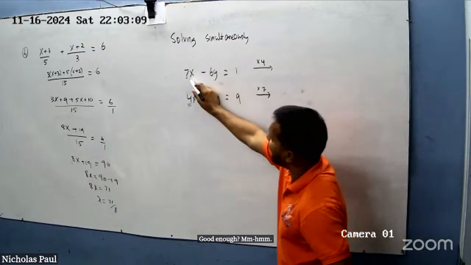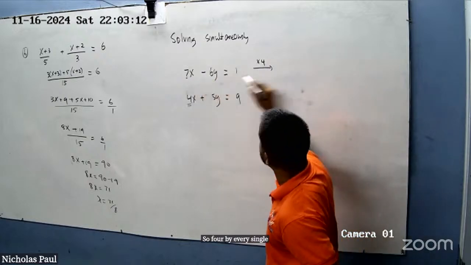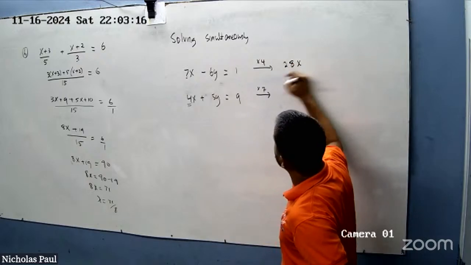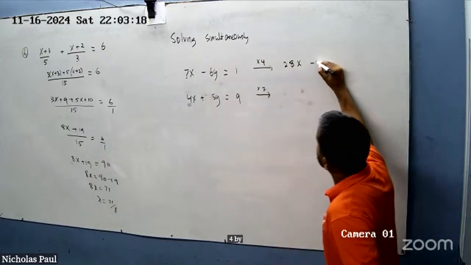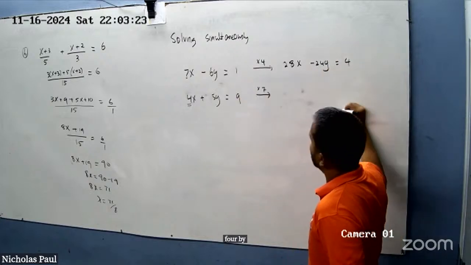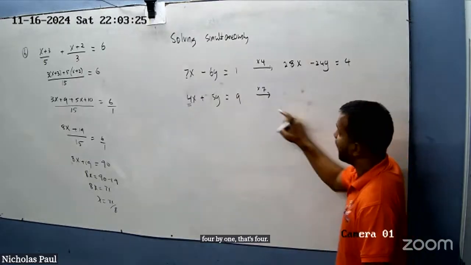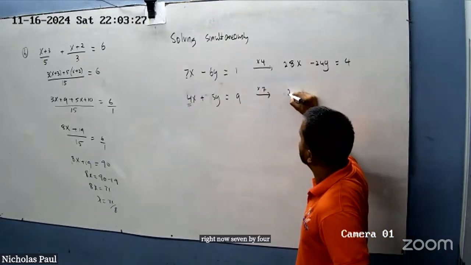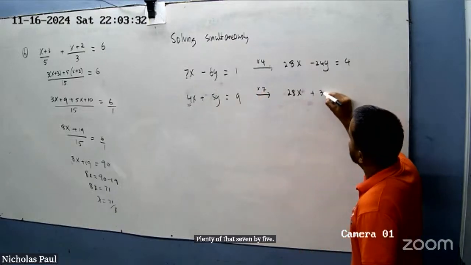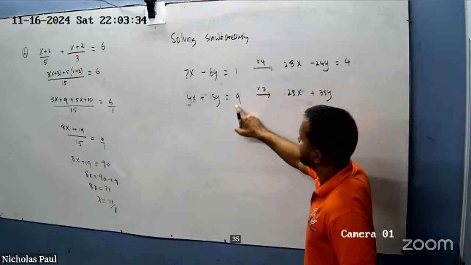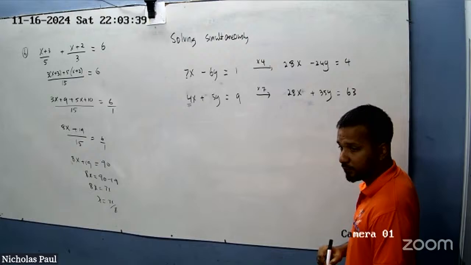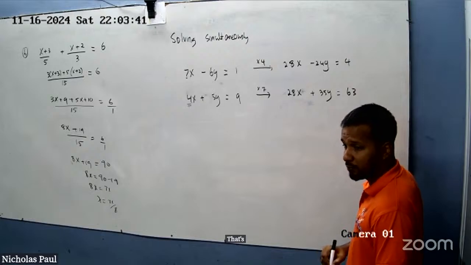So 4 by every single term. 4 by 7x is 28x. 4 by minus 6 is minus 24y. 4 by 1 is 4. Now 7 by 4 is 28x. 7 by 5 is 35y. 7 by 9 is 63. Are you okay with that?